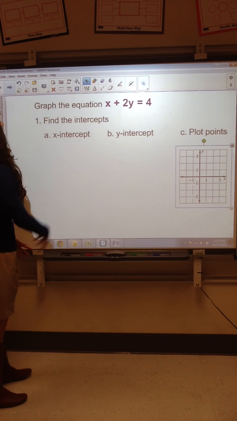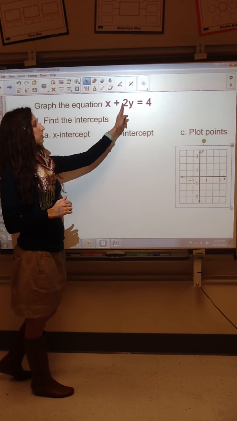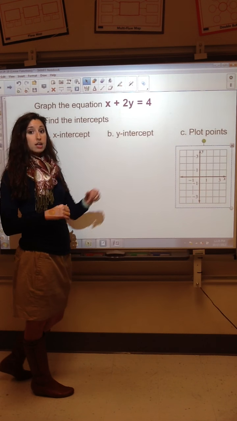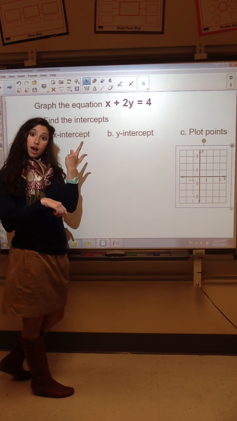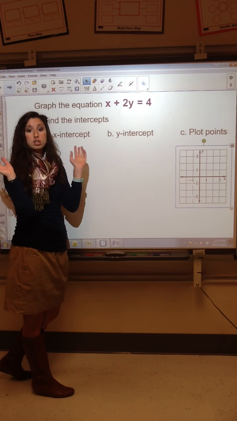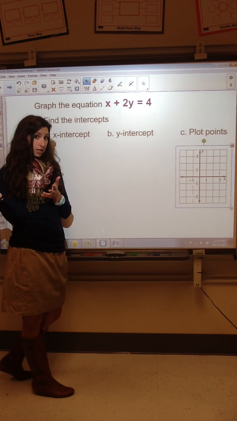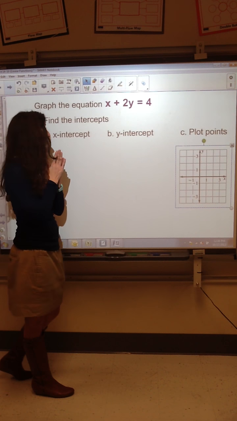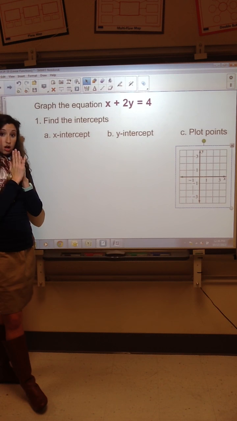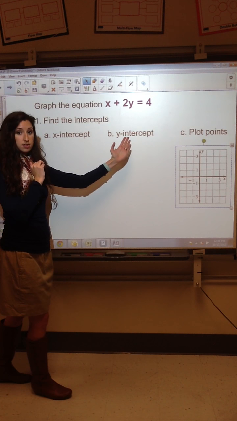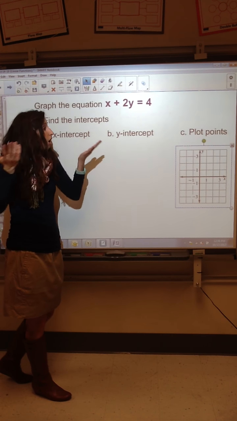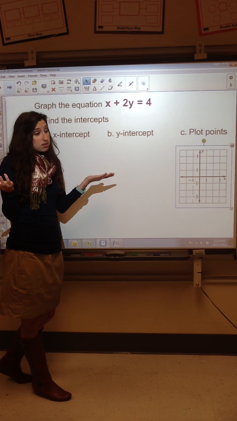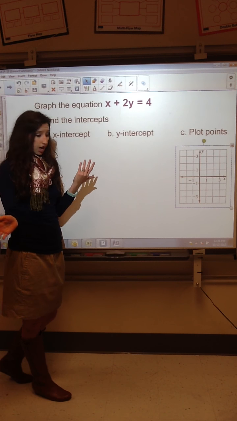Okay, so graph the equation, x plus 2y equals 4. Okay, so reminder, we solve for y, we make an xy chart. Great, that's a lot of work. Do you want to make it easier on yourself? Yes, I do too. So we're going to just solve for our x-intercept and our y-intercept. All you need is 2 points and you can draw your line. You're connecting the dots, okay?